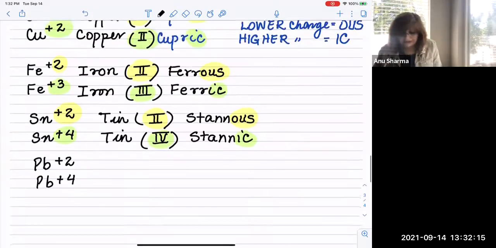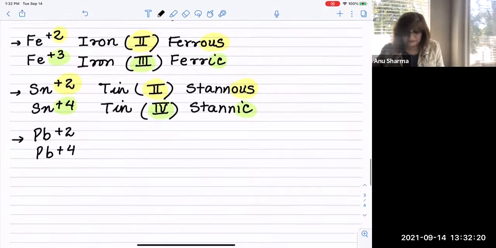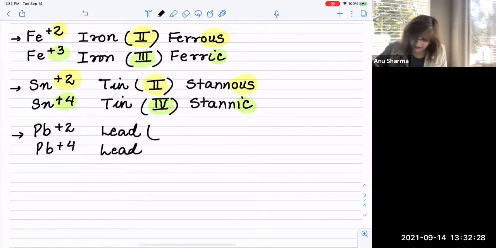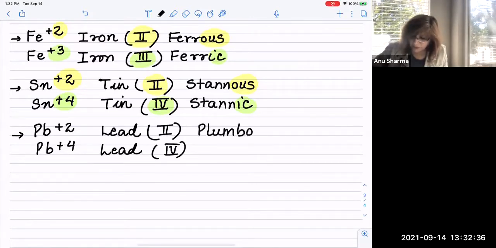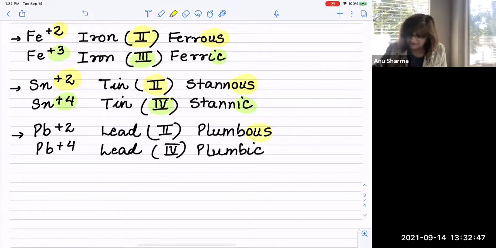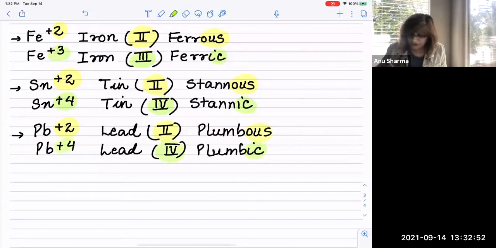So remember that I brought this on purpose. Iron, tin, lead. See, their symbols are different from their names. So this is lead. Again, lead, +2 state, +4 state. +2 state is plumbous, -ous. And the higher oxidation state is plumbic, -ic, plumbic. Okay, so we have -ous for +2 here, and -ic is for +4.